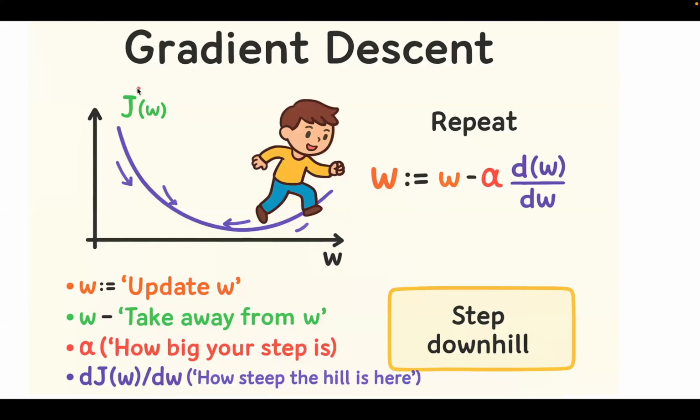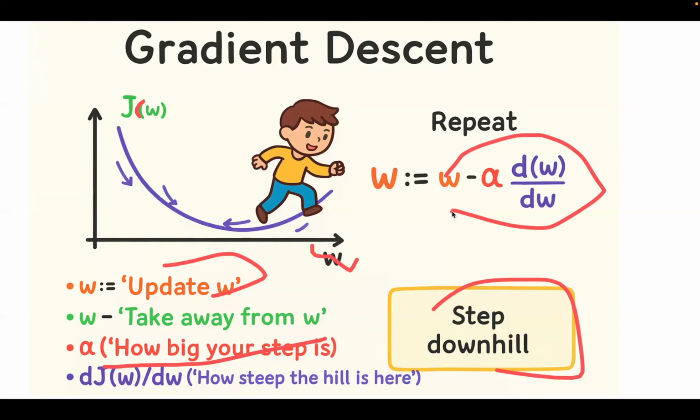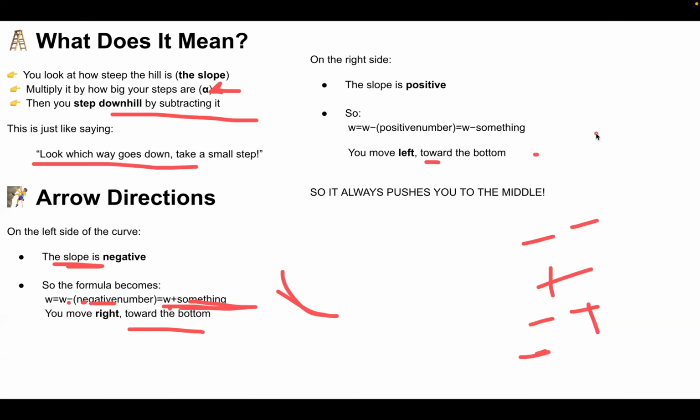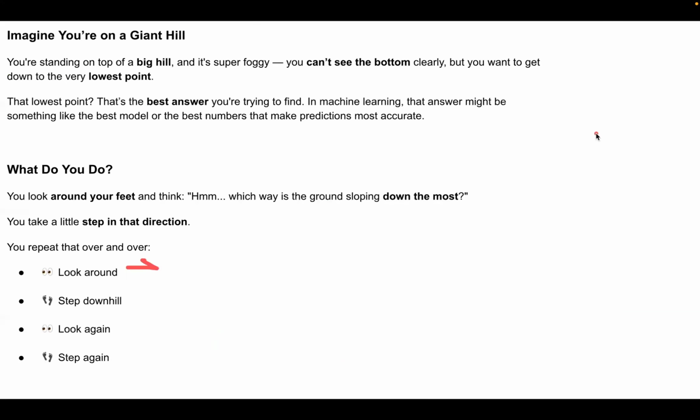So in a nutshell, this is my J(W). I'm trying to get to the minimum value of W. I take W, I update W, take away from W, then take a big step, and then this guy tells me how steep the hill is, then I step down here and I repeat it. So when I repeat it, whatever value I get here, I update it with this, and then once I update this, I repeat the process again. And that's exactly what I explained here.